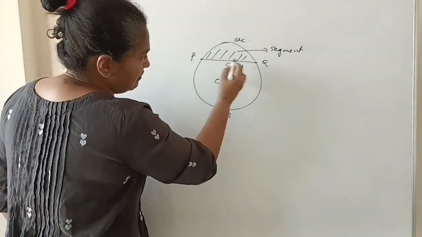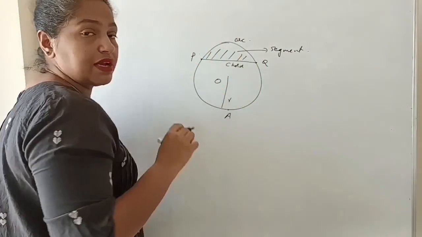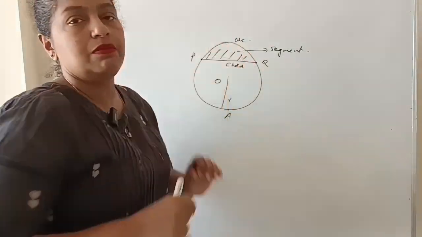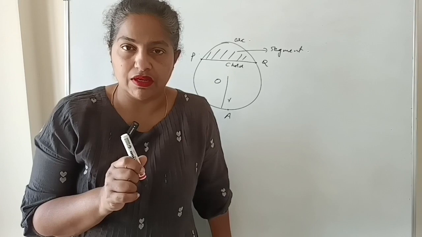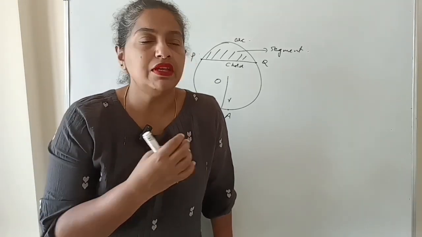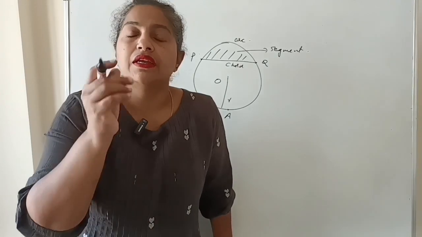Similarly, the space between this chord and this major arc is called another segment, which is called a major segment, and that part will obviously be called a minor segment. So depending upon the arc involved, we can say that a segment is a major segment or a minor segment. Okay.